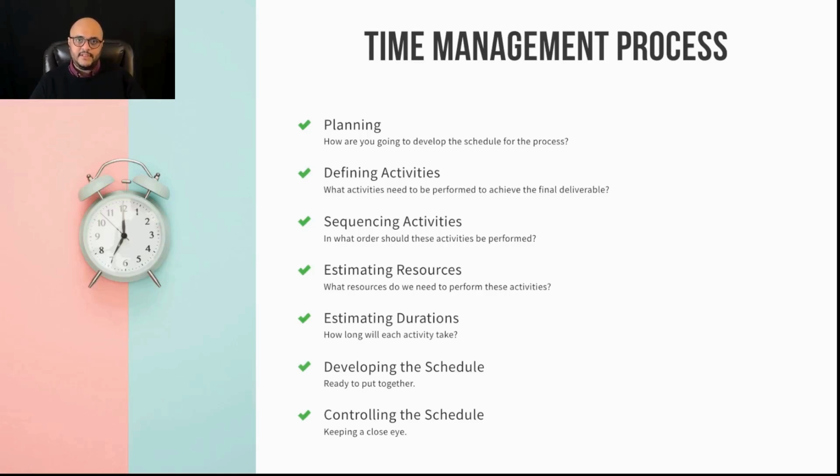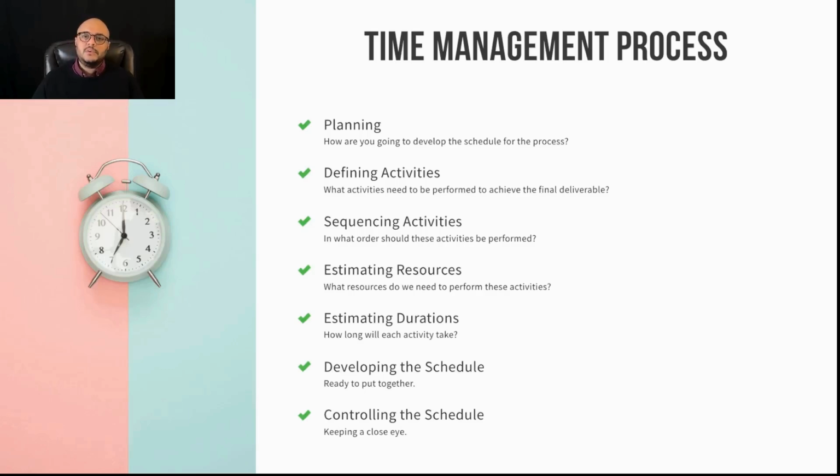I've defined my activities, just like I pulled them from the work breakdown structure, but what is the order they need to proceed in? This is called sequencing activities. What order should these activities be performed? When I'm building a website, I need to design the homepage first before I can start putting content into it. When I'm building a house, I need to build the first floor first before I can build the second floor. This is called sequencing activities.